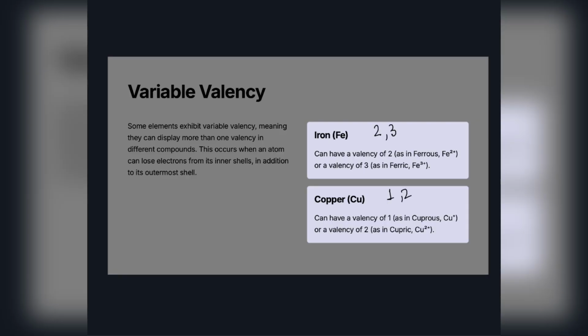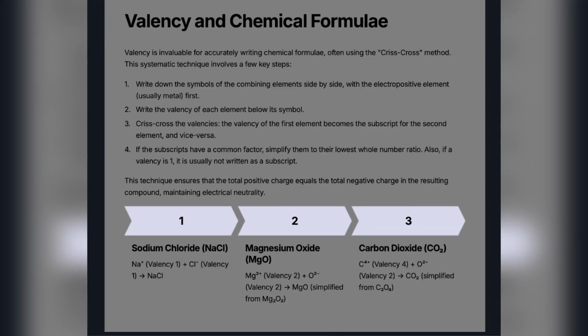Now, coming to the next point, valency and chemical formula. Valency is invaluable for accurately writing chemical formulas, often using the criss-cross method. We will understand it by following a few steps. In step 1, write down the symbols of the combining elements side by side with the electropositive element first.